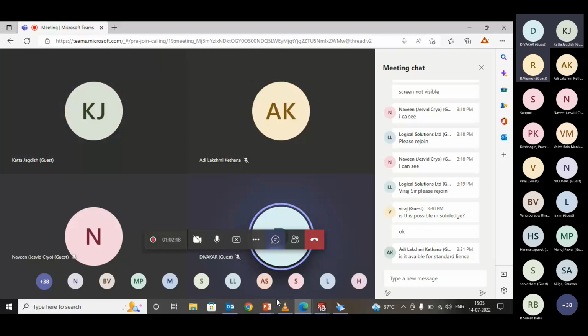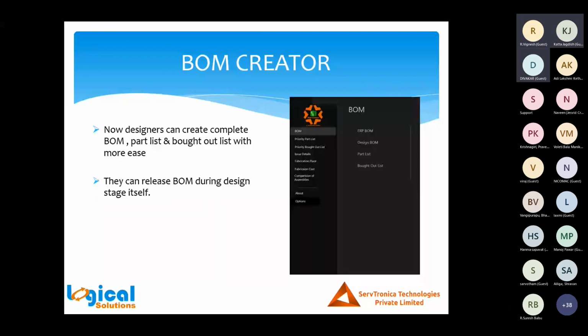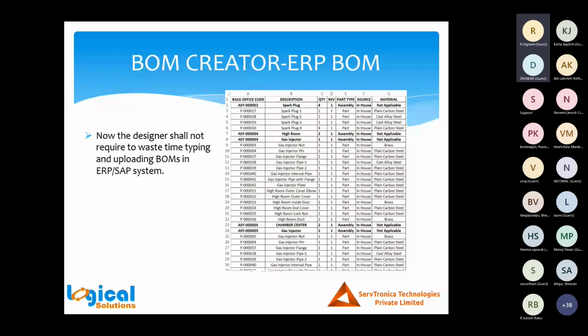So let's go back now. There are no further queries. Okay. So BOM during the engineering phase itself, right? So now the production team or any other team need not wait for the complete release of drawings for releasing the bill of material. As soon as your 3D is complete, you can start releasing these BOMs. So all these detail BOMs can be directly integrated during the design phase itself, right?